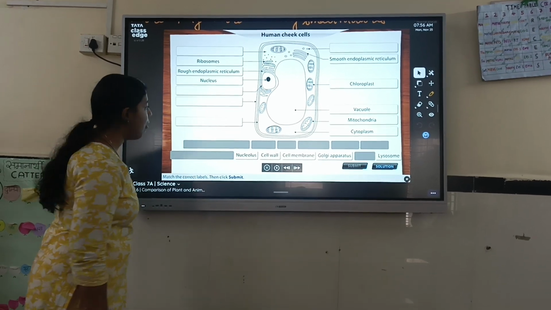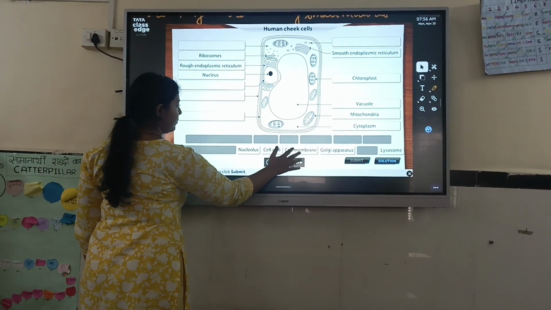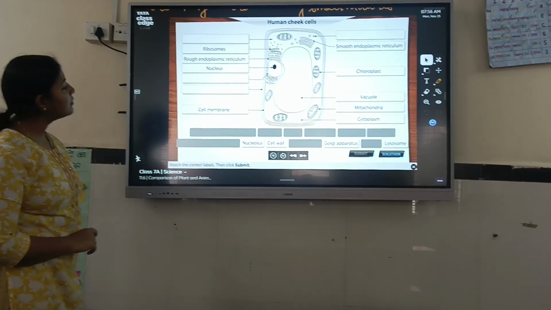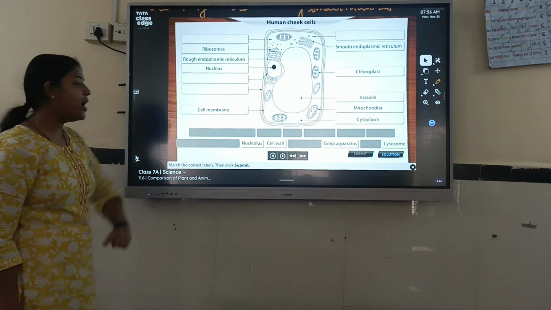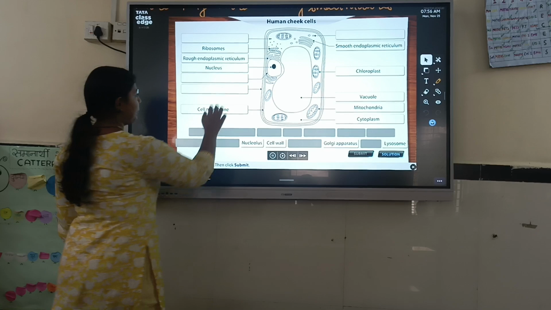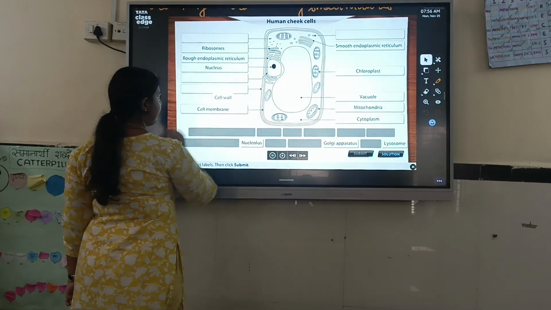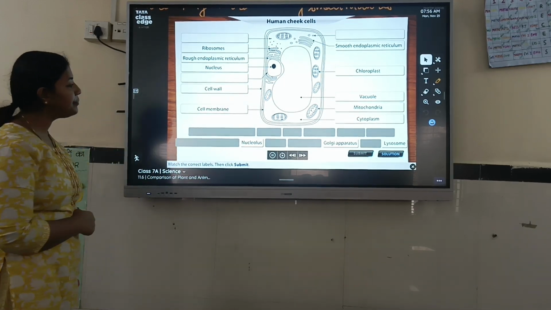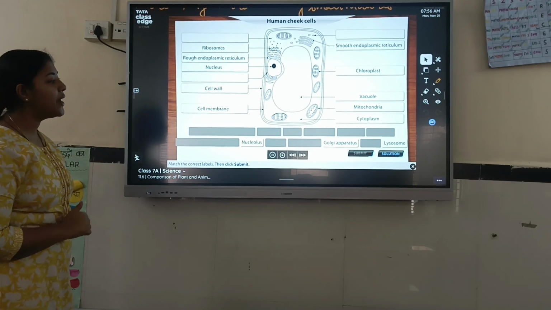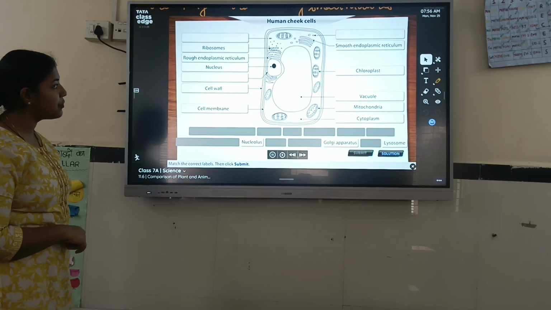Cell membrane. Okay. And the upper one is cell wall. Very good. This is the cell wall. So if it has a cell wall, which cell is it? Plant cell. Next, we are left with three molecules: nucleolus, Golgi apparatus, and lysosomes.